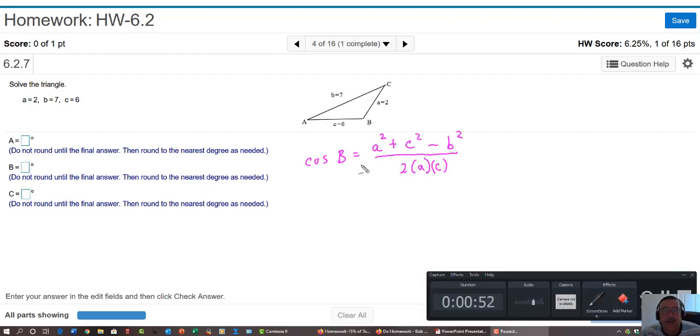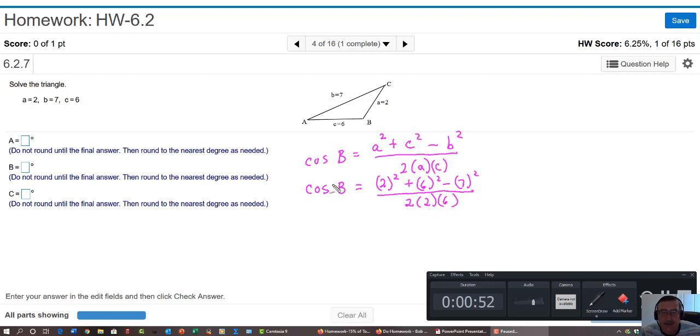All right, so I went ahead and wrote the cosine formula here using the alternate form, side, side, side, as the cosine of angle B here. So that's the angle that's the largest one we're going to go after. So we're going to go ahead and plug in what they gave us. So the cosine of angle B is going to be 2 squared plus C is 6 squared minus B is 7 squared all over 2 times 2 times 6.